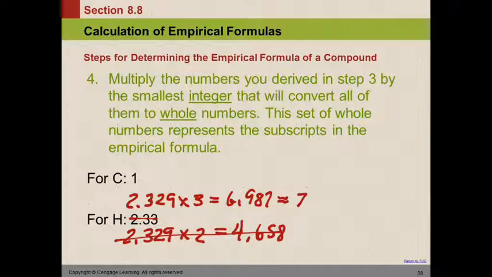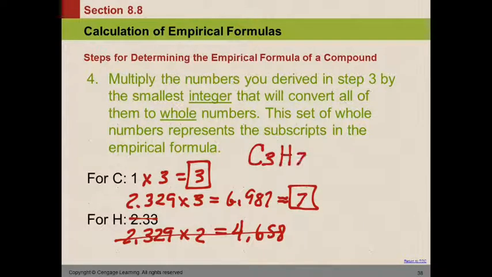But if I want my ratio to stay the same, I had a ratio of 1 to 2.329. If I want the ratio to stay the same, I have to multiply both of them by the same number. So if I multiply this one by 3, I have to multiply this one by 3. And these are the numbers that end up being the subscripts. So I get C3H7.